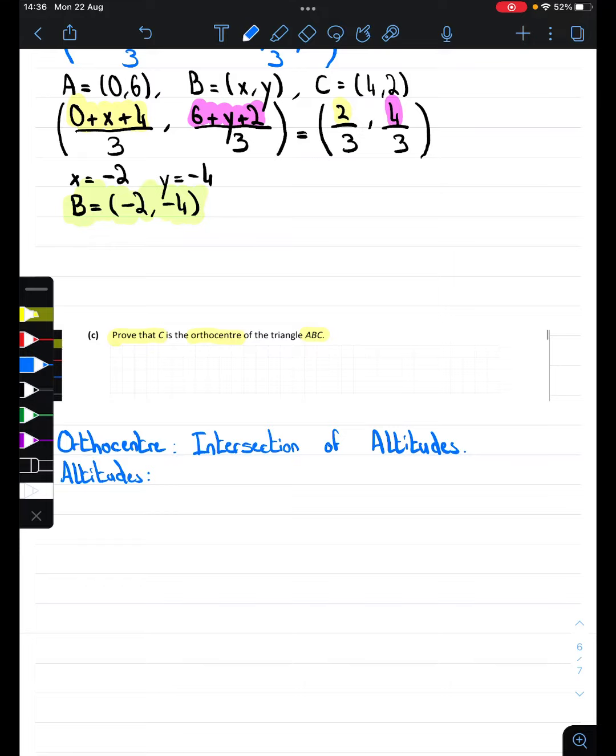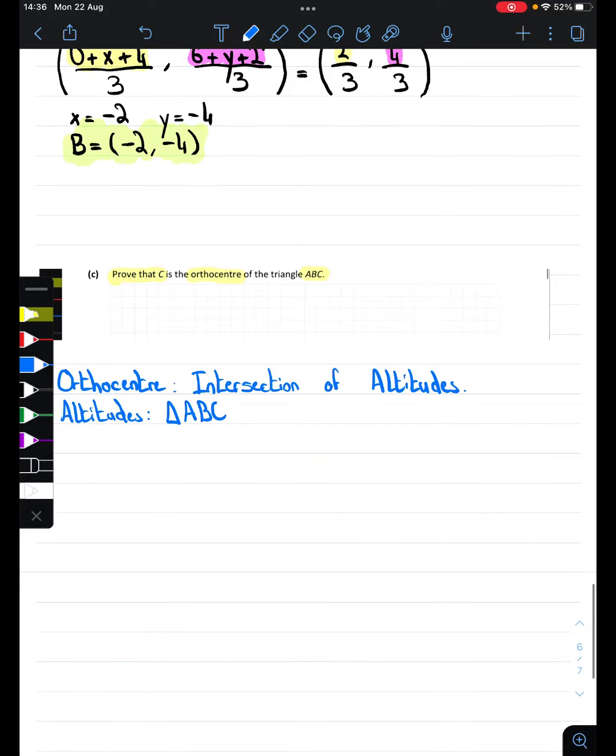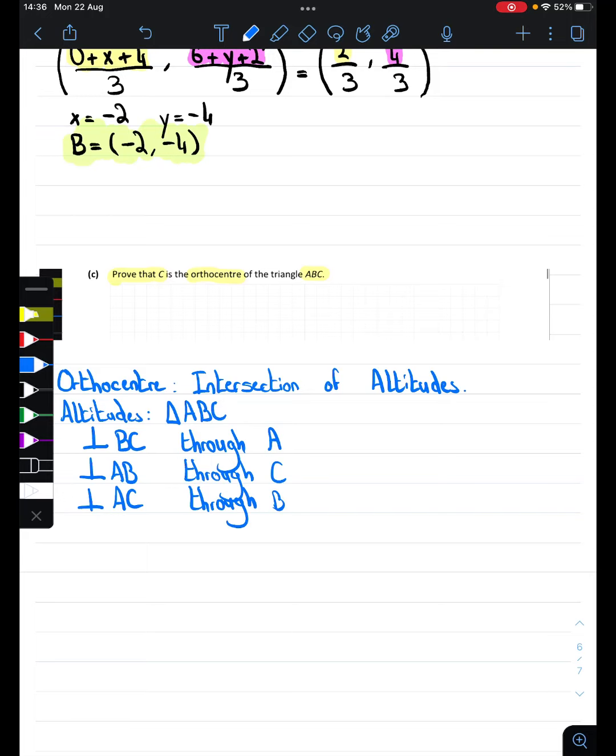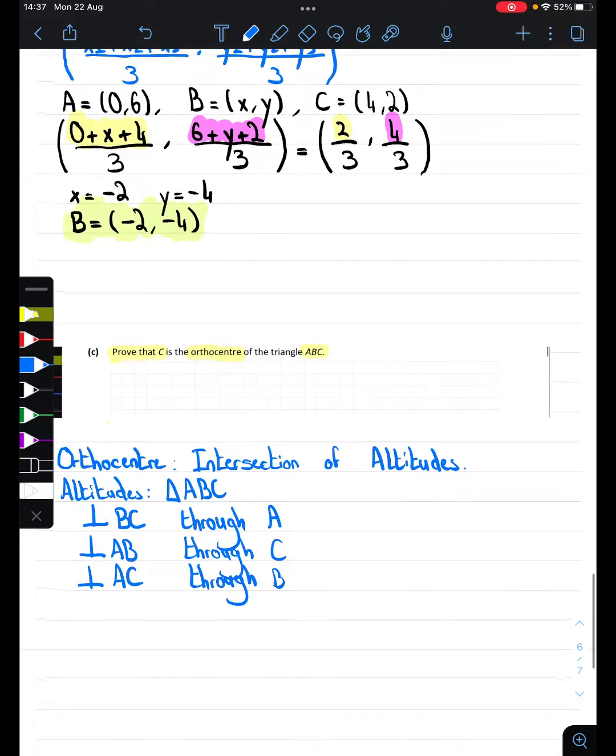let's say if we have a triangle ABC, which we do, then one altitude would be the perpendicular line, so it's perpendicular to BC through A. Another one would be the line that is perpendicular to AB through C. And the other altitude would be the line that is perpendicular to AC, which goes through B. So the intersection of these three lines is what we call the orthocenter.